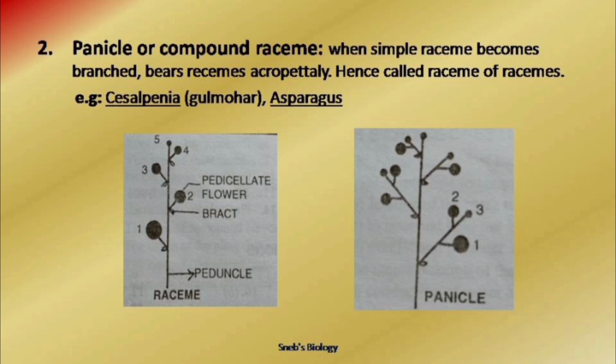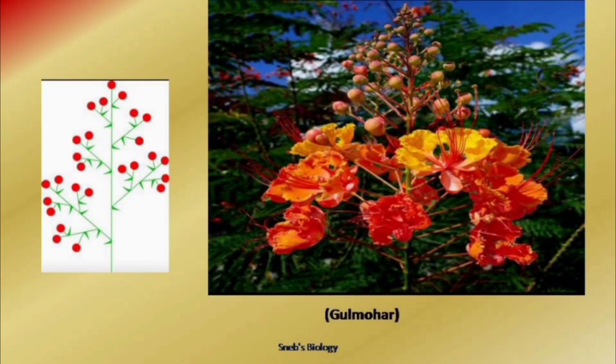The flowers are arranged in acropetal manner, but here the racemes are arranged in acropetal manner, and on every raceme the pattern is the same. The example of this is Caesalpinia, that is gulmohar. In Caesalpinia we find compound raceme, which is known as panicle.